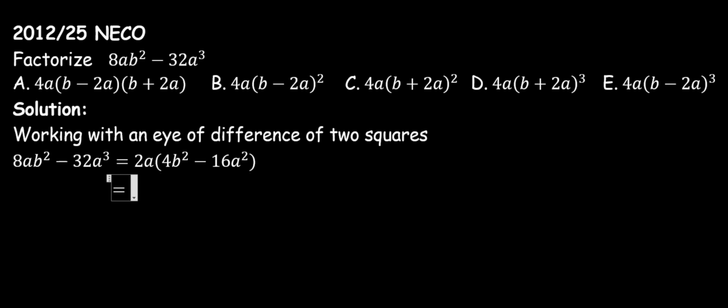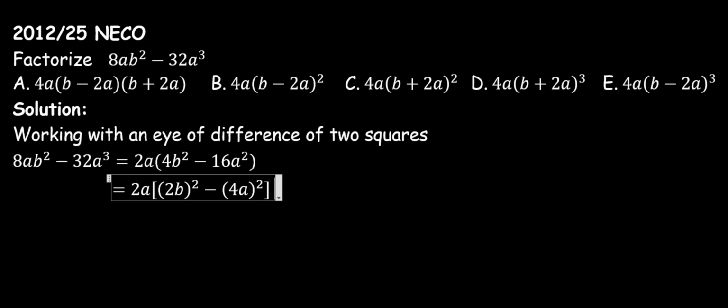Finally, we're getting values that will suit difference of two squares expressions. So we have 2a into bracket open. Then 4b squared will now be (2b), which you guide with a bracket, squared. Minus 16a squared will now be (4a) into bracket, squared.